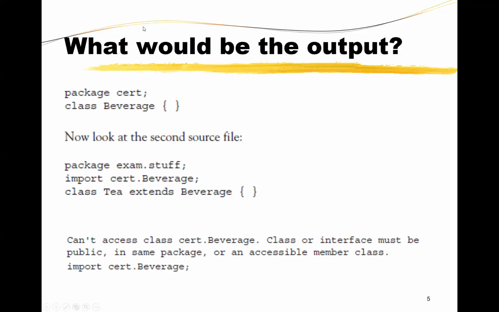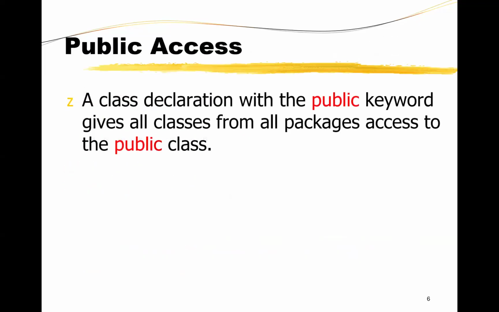Right now, public access. A class declared with the public keyword provides access from all packages to the public classes. Therefore, if a class is declared public, you provide access to any class to access that public class. Remember, a class can be declared only with public or default. If it is public, any class can access. If it is default, only classes within the package can access.